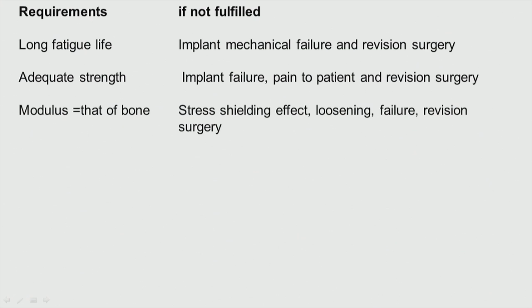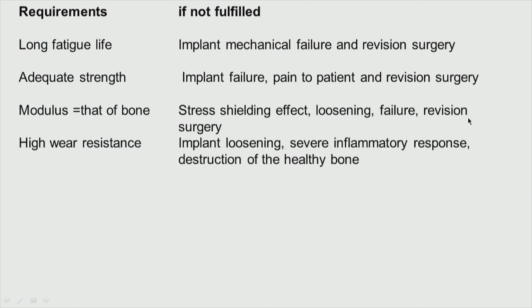So, modulus should be equal to that of the bone, that is a very important point, and that is why new designs of titaniums are coming up, so that the modulus of metal is not affecting the modulus of the bone. Otherwise, if the modulus is very high, stress shielding effects come into the picture, loosening can happen, failure, revision surgery will happen actually, because the bone does not take in the load, whereas the metal takes in the load, which has got higher modulus. So, the bone becomes loosened.